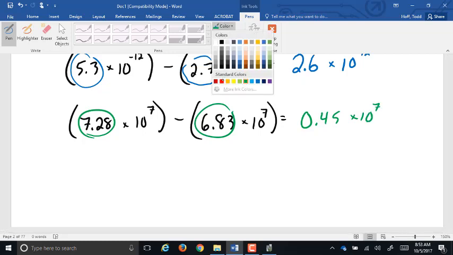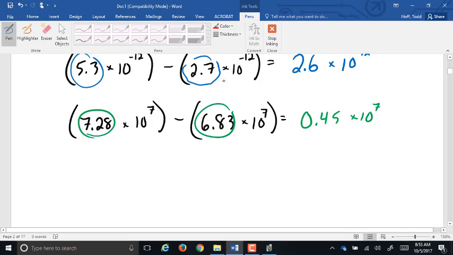What is wrong with that? Yeah, there's no digit in front of the decimal point other than zeros. We've got to move it one spot to make it 4.5. Now this time the number got larger. It went from 0.4 up to 4. So the power needs to get smaller by 1. 7 minus 1 is 6, 10 to the 6th.